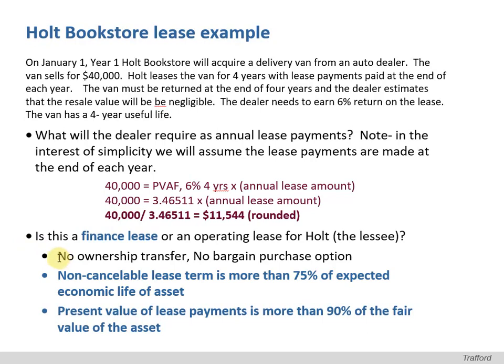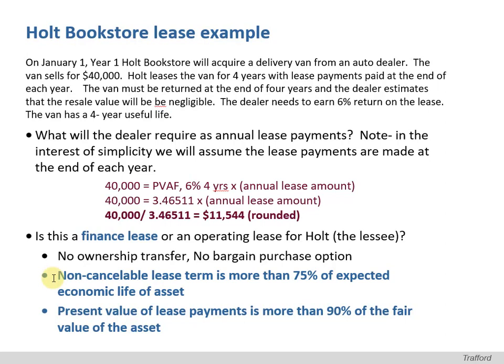There wasn't any transfer of ownership to Holt. Holt was not offered any sort of bargain purchase option, so those criteria were not met. However, these two criteria were met. And remember, you only have to have one of these criteria be in place before a lease would be classified as a finance lease. In this case, the lease term was 4 years and the economic life of the van was 4 years. So the lease term was more than 75% of the estimated useful life of the asset.